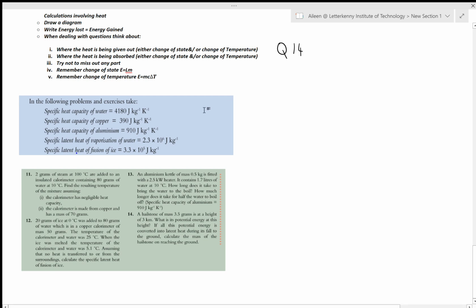Hi guys, today we're looking at more heat calculation questions. So we're going to look at exercise 15.2, question 14.